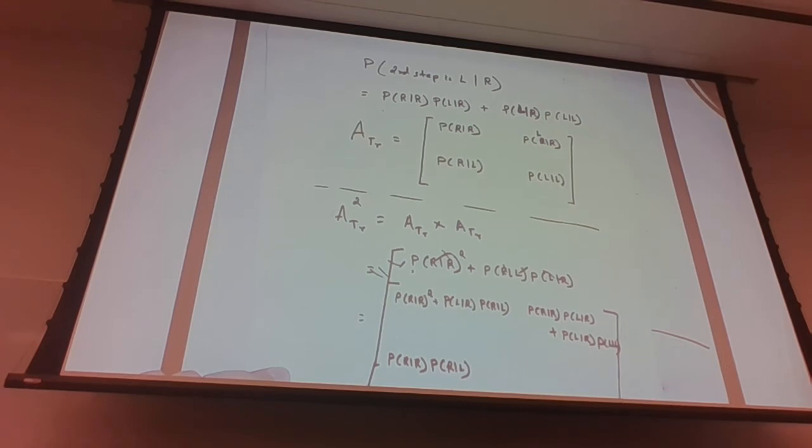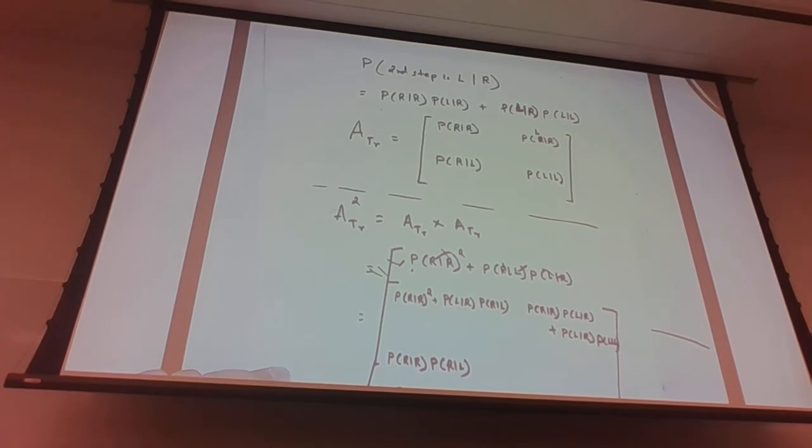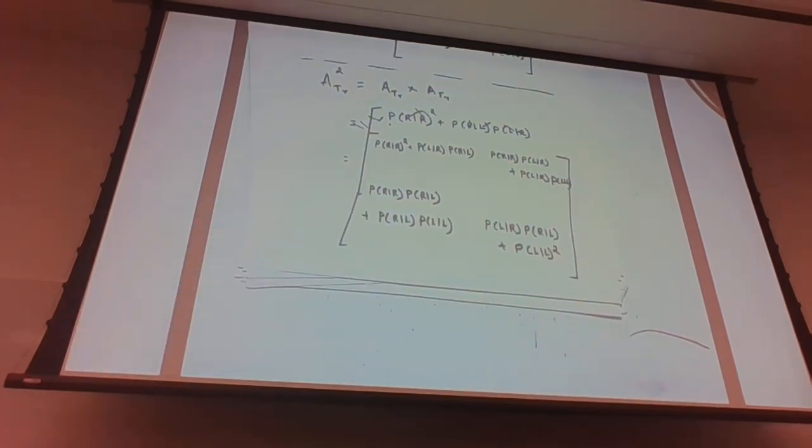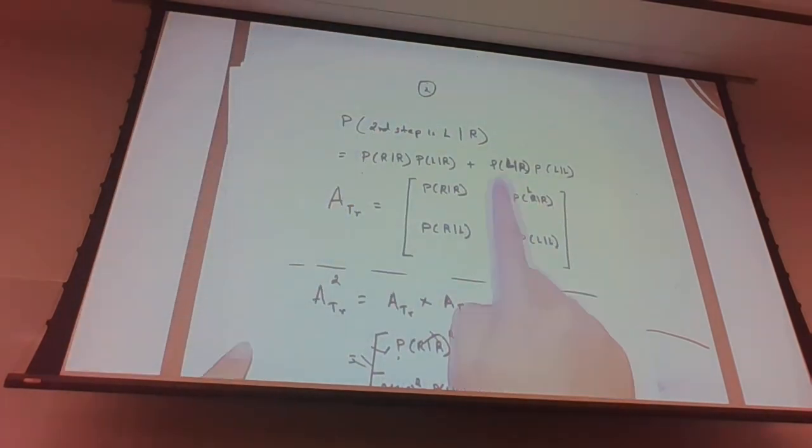Wait a minute. Well, this comes out to this. It got messy, but I think it's right. Right? So what is it? You did the transition matrix squared. So what do you find? P(R|R) multiplied by P(L|R) and P(L|R) multiplied by P(L|L). What did we find out here?